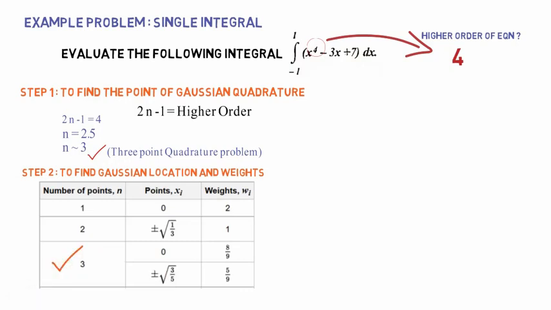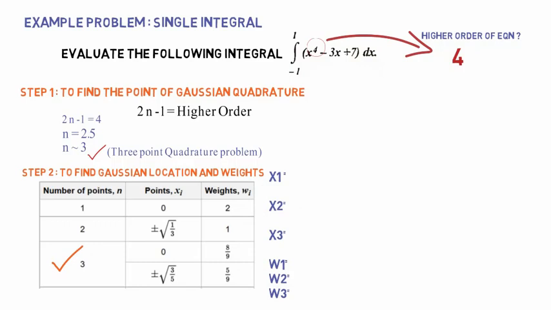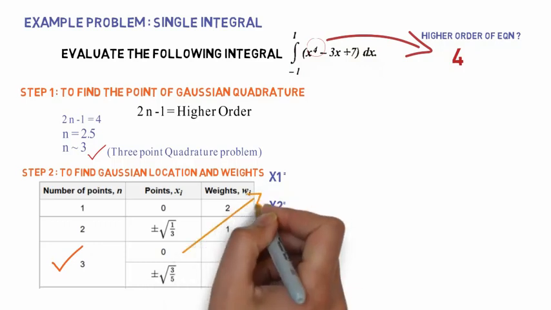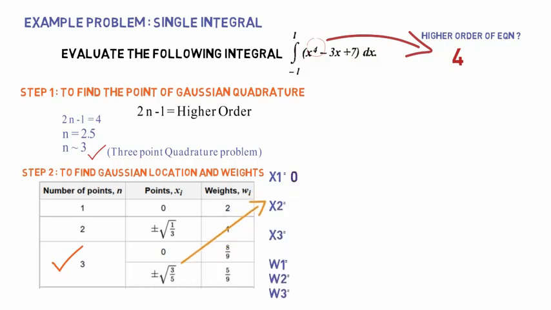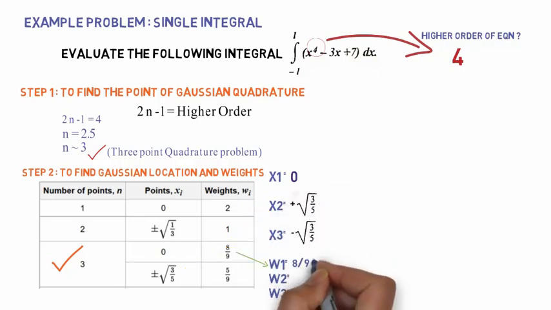Directly refer to n equal to 3 in the Gaussian table and note down the location points x1, x2, x3 and the respective weights w1, w2, w3. The x1 point is noted from here, that is x1 is equal to 0, and the x2 point from here, that is plus root of 3 by 5, and the x3 point is minus root of 3 by 5, and the weight w1 is 8 by 9 from here, and w2 is 5 by 9 from here, and w3 is also 5 by 9.